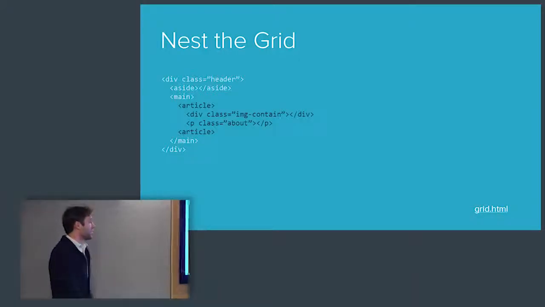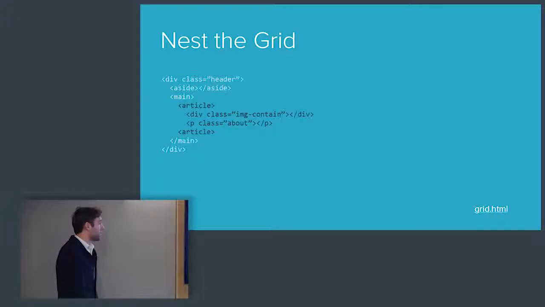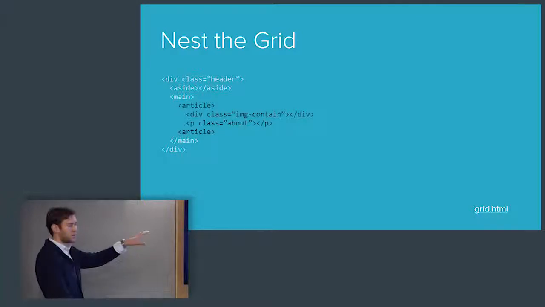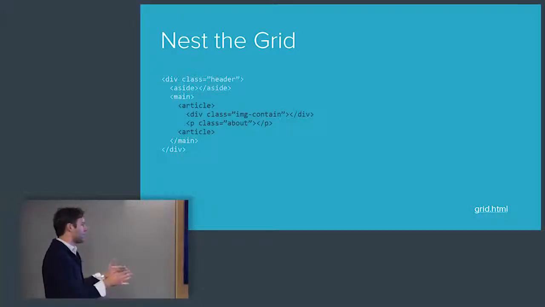All right, nesting the grid. So you can also infinitely nest your grid. You can have as many grids within grids as you want. An example of how to do that is here we have our header and our sidebar and our main content, and we've already defined these as acting like rows and columns and everything. But maybe inside there we want another grid, or we want more control, which you can do.